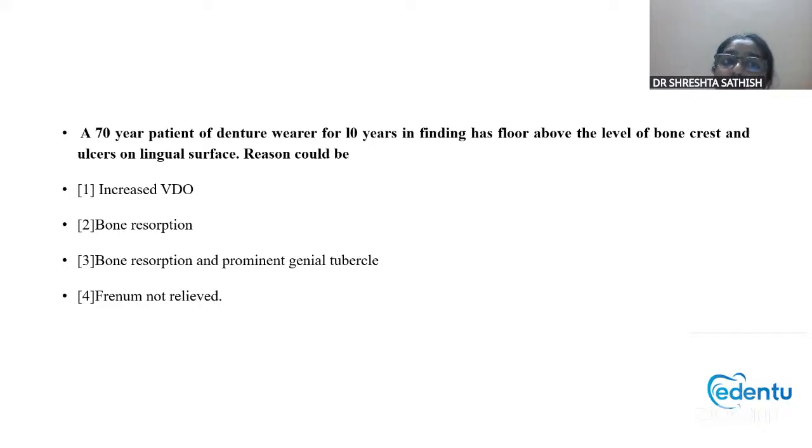A 70-year-old patient, denture wearer for 10 years, is finding that his floor above the level of the bone, crust and ulcers on lingual surface. What could be the reason? Increased vertical dimension of occlusion, bone resorption and prominent genial tubercle, frenum is not relieved.